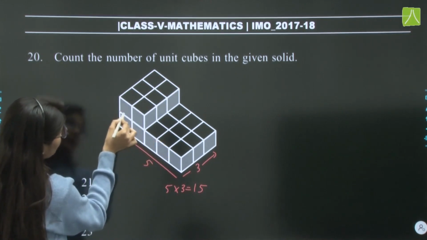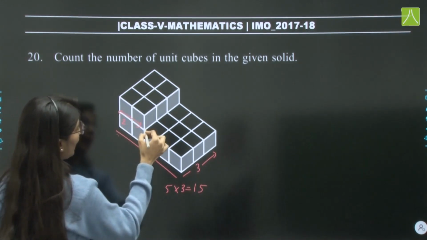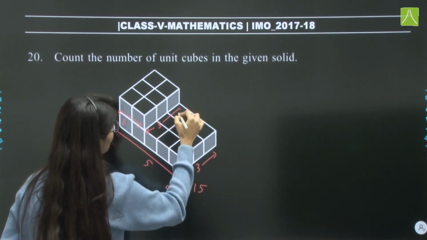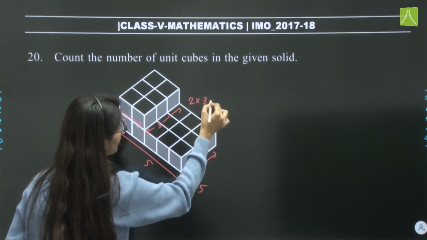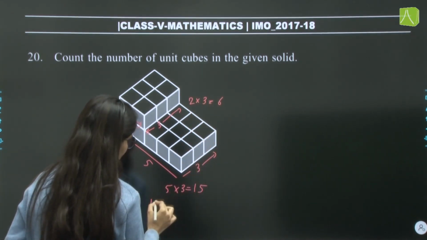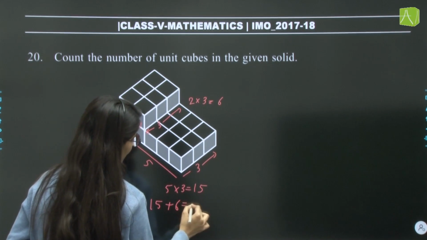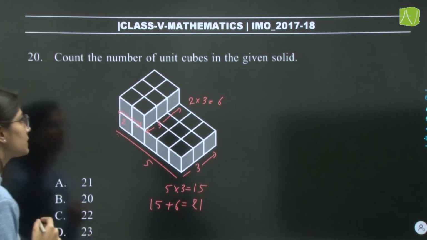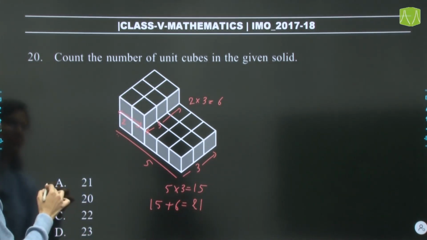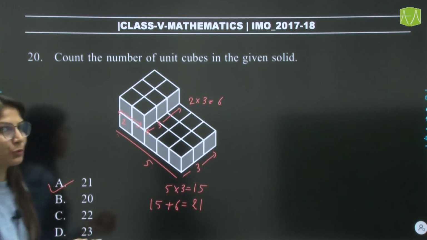And the upper part you can see this is 2 and this is 3. So this 2 into 3 is 6 and the total will be 15 plus 6. So there are 21 unit cubes in this figure. So this is option A. Now let's move to the next question.